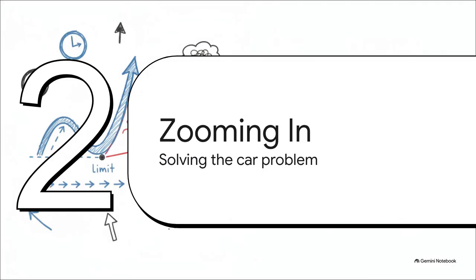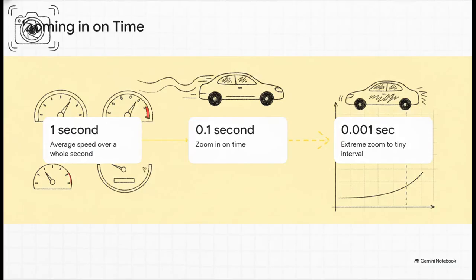Section 4, zooming in for the answer. Solving the impossible car problem. Okay, we've got our toolkit. We know how limits work. It is finally time to bring it all back to our original mystery and crack the case of instantaneous speed. Remember, we couldn't measure speed precisely at 1 hour, 17 minutes, and 32 seconds because zero time was passing. So how do limits save us here?